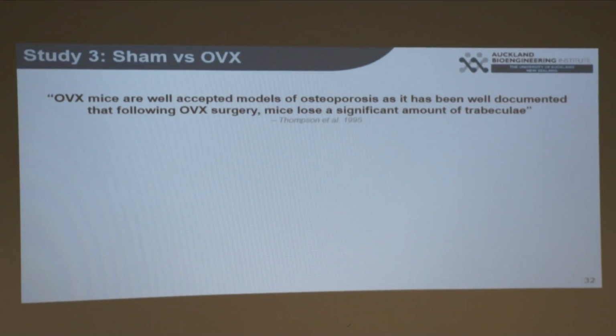Now, the last study we had wasn't an anabolic. It was looking at sham compared to OVX surgery in mice models. If you're not aware, OVX stands for ovariectomized, and these mice have had their uterus and ovaries removed. And as it says there, OVX mice are well-accepted models of osteoporosis, and it's been well documented that following OVX surgery, mice lose a significant amount of their trabecular bone.